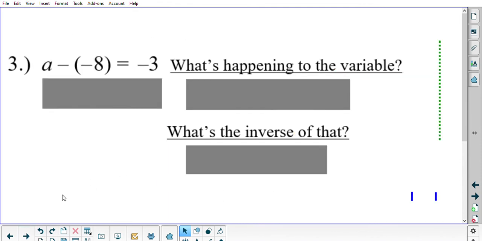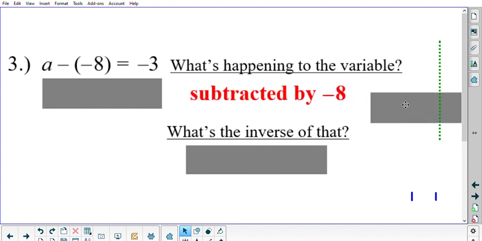All right, let's do one more together. Problem number 3. We have a minus -8 equals -3. What's happening to the variable? Well, my variable is a. What's next to it? It's being subtracted by -8. Now, make sure you are writing down that it's being subtracted by -8.